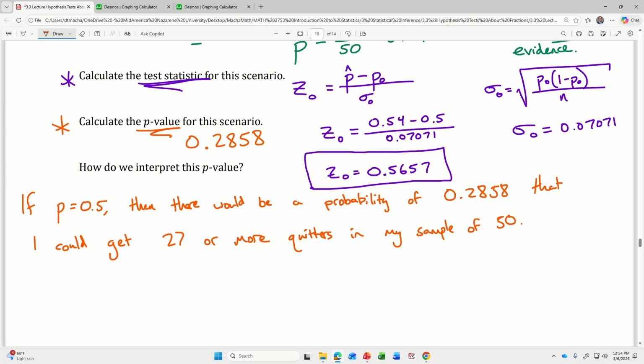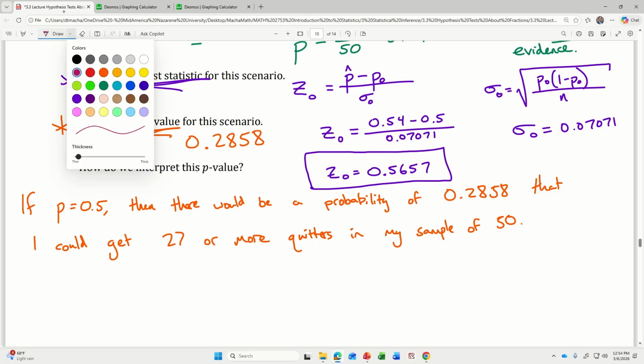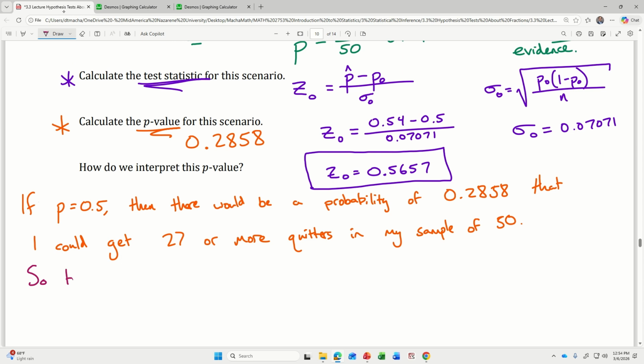So if I were to say, I'm going to conclude in favor of my alternative hypothesis, there is a 0.2858 chance that I just made a type 1 error, that really the null hypothesis was true, and what I'm saying is false. So by choosing HA, there would be a 28.58% chance of committing a type 1 error.